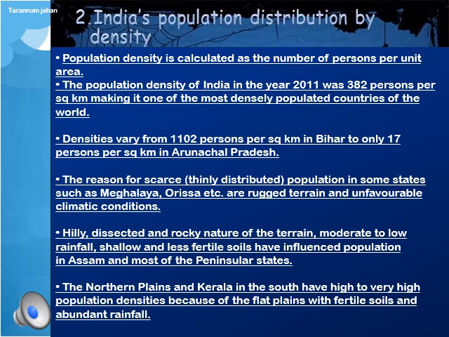Why is there a difference in this? Why does more of the population stay in Bihar and why does only a small population stay in Arunachal Pradesh? This is because of the relief features. If they don't find the proper climate, proper soil fertility, and proper land, then the population will never reside in such a place where they have such kind of scarcity. Where the soil is not fertile, there cannot be any kind of development.